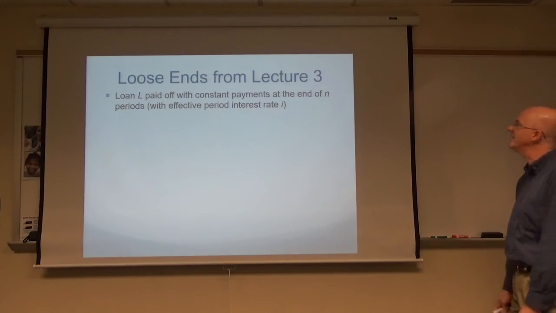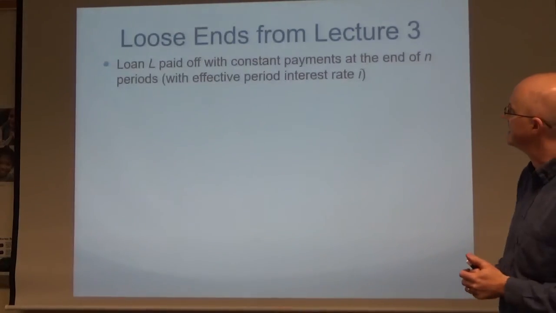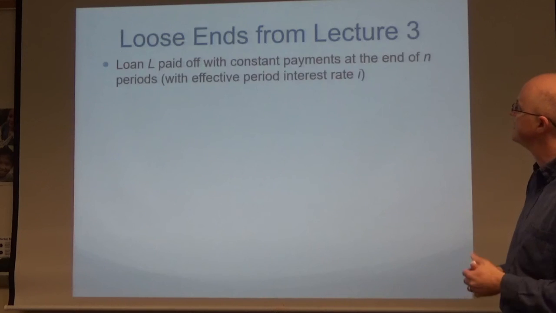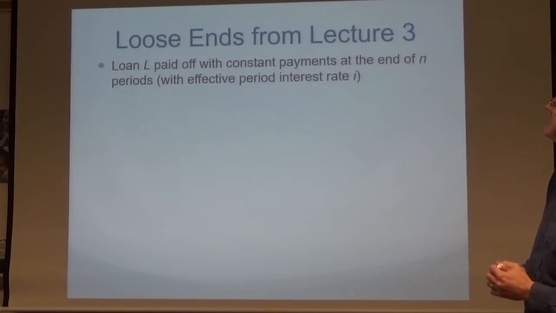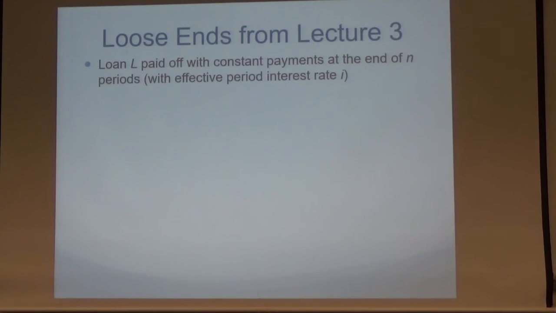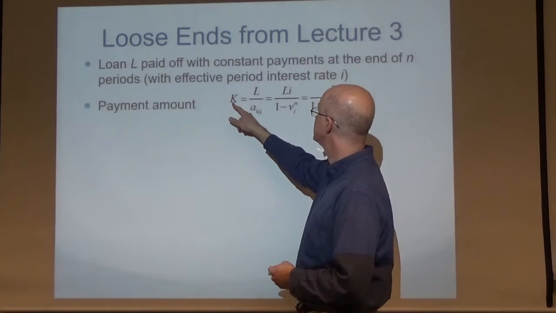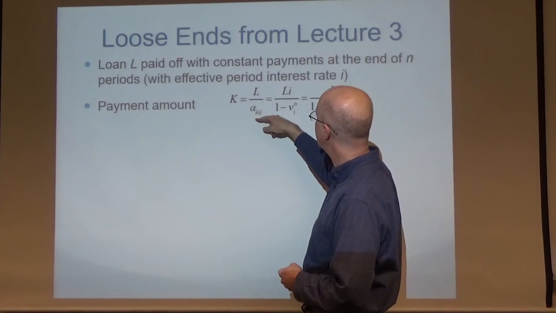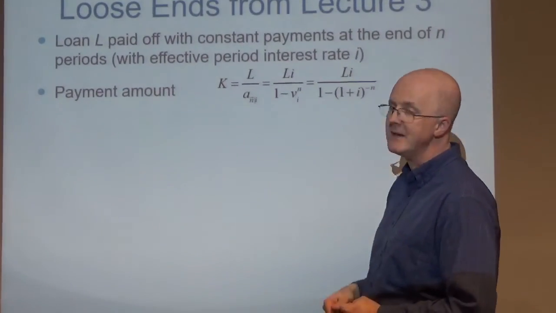We've got a loan, L. And I'm going to assume the usual case here for the purposes of review. We're going to assume we pay off with constant payments at the end of n periods, typically monthly, with effective periodic interest rate i. That would typically be a monthly interest rate. What are some formulas that are worth remembering about loans? Well, there's this formula for the payment amount. K is the symbol for the payment amount. It's L, the loan amount, divided by the present value of an annuity immediate with payments of 1.